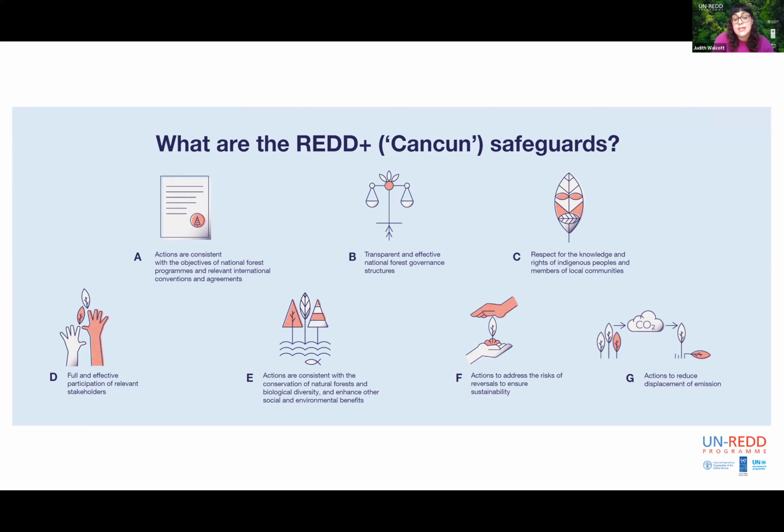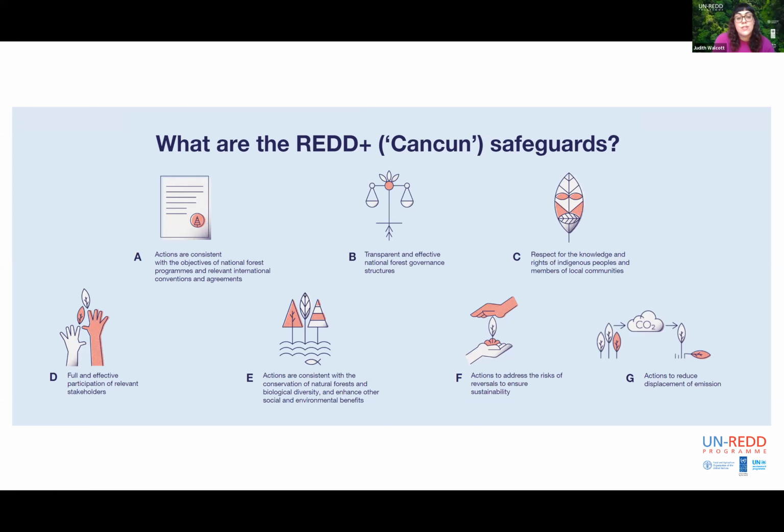And Safeguard D focuses on full and effective participation of relevant stakeholders. These safeguards can be very relevant for ensuring that free, prior, and informed consent is applied appropriately, especially when actions relate to peoples and local communities.